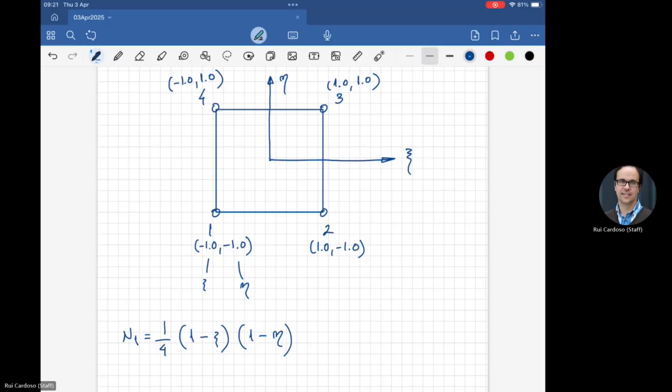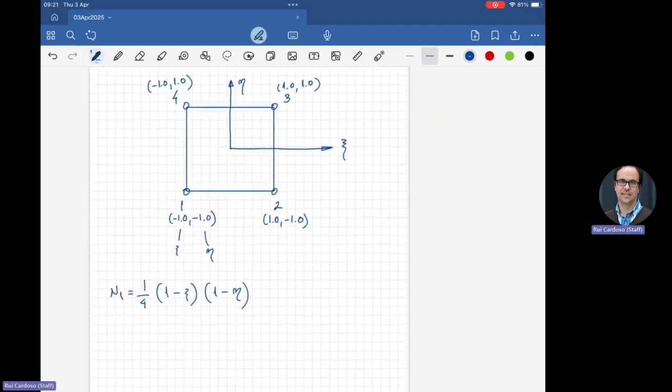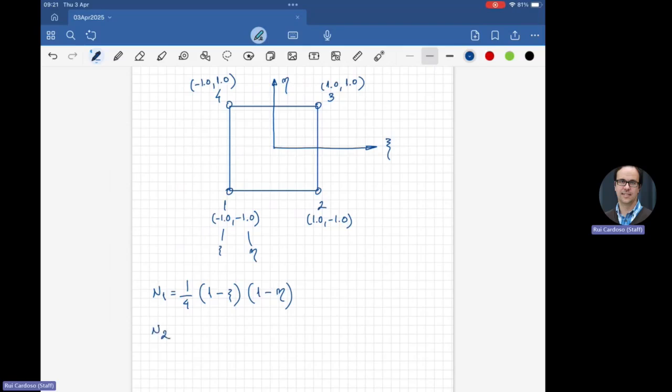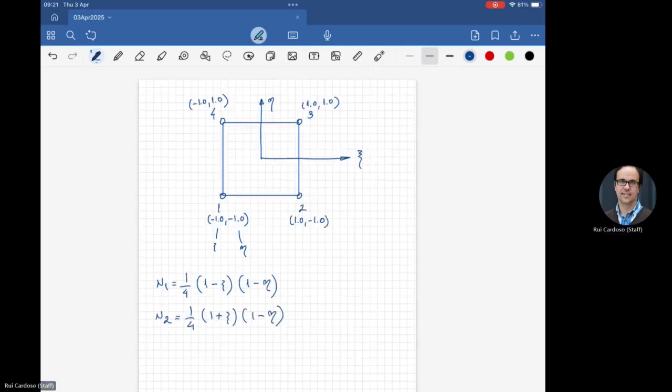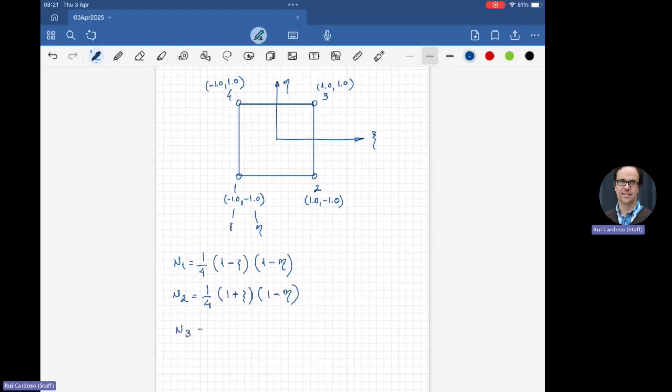We are going to see some properties of these shape functions. The shape function of node 2 is going to be 1 over 4, 1 plus c times 1 minus eta. The shape function of node number 3 is going to be 1 over 4, 1 plus c, 1 plus eta, and for node 4, 1 over 4, 1 minus c, 1 plus eta. Okay?